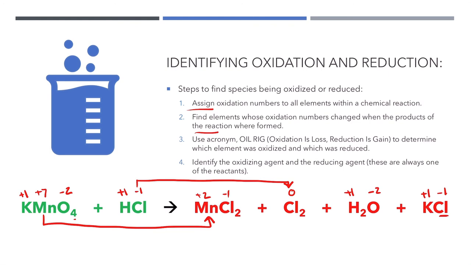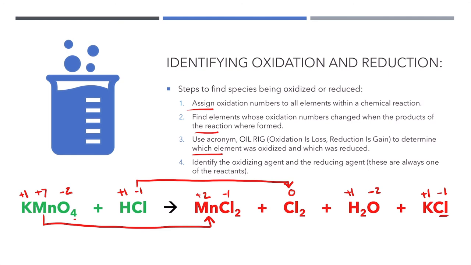All right, so the next step is we're going to use the acronym OIL RIG, which means oxidation is loss of electrons, reduction is gain of electrons, and this can be very helpful if we're really trying to figure out what's happening with the electrons, which we'll eventually be figuring out. But I think the easiest way to identify what's being oxidized and what's being reduced is to first identify which one is being reduced.